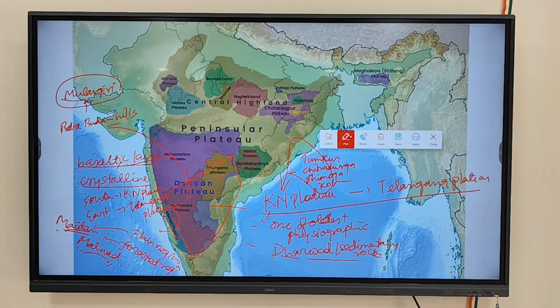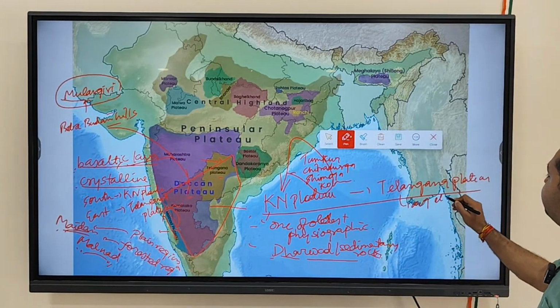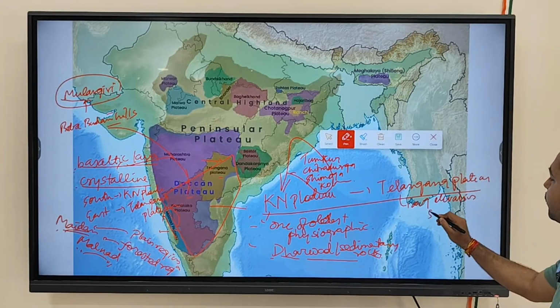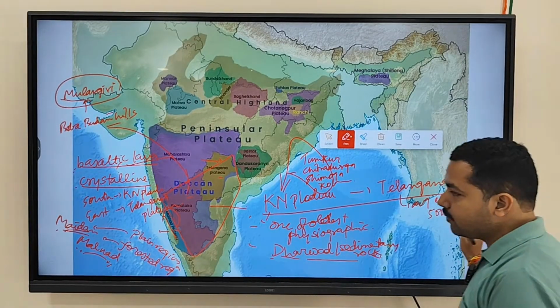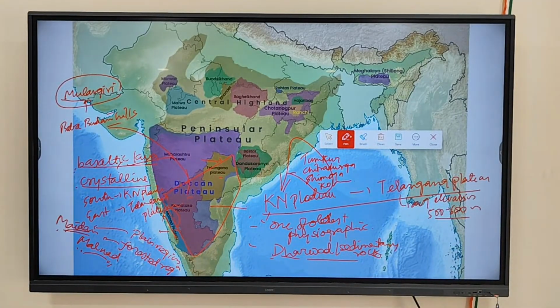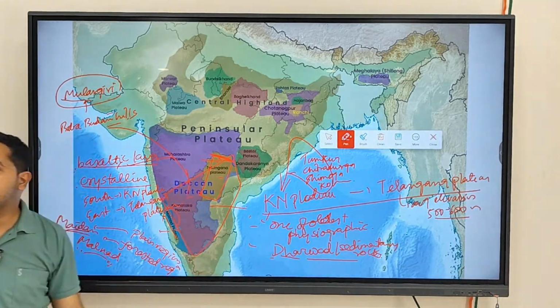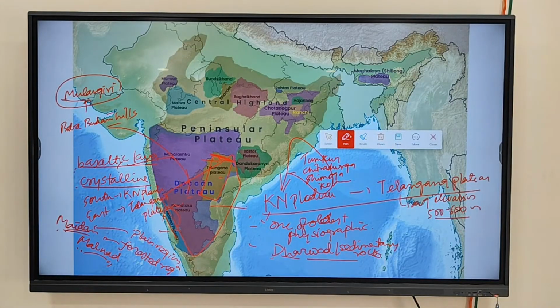Fine. Next, on the other side, which type of plateau are you finding? Telangana Plateau. Clear? Now, the Telangana Plateau's average elevation is around 500 to 600 meters. So not a very high plateau. Now, the northern part is slightly lower in height, and the southern edge is more in height.